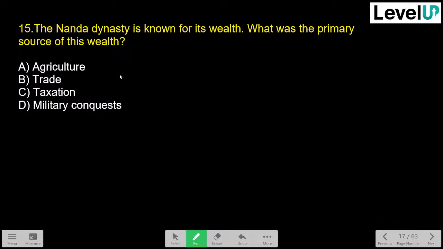So for the Nanda dynasty, what was the main feature at that moment? The feature was agriculture, but their wealth was not from agriculture only. They used to levy heavy taxes on agricultural products. So the answer will be taxation, not agriculture. Suppose you are doing agriculture and I am the founder of the Nanda dynasty, Dhananand. I will tax you people and get my wealth from you. So it was like that. Okay, so it is easy.